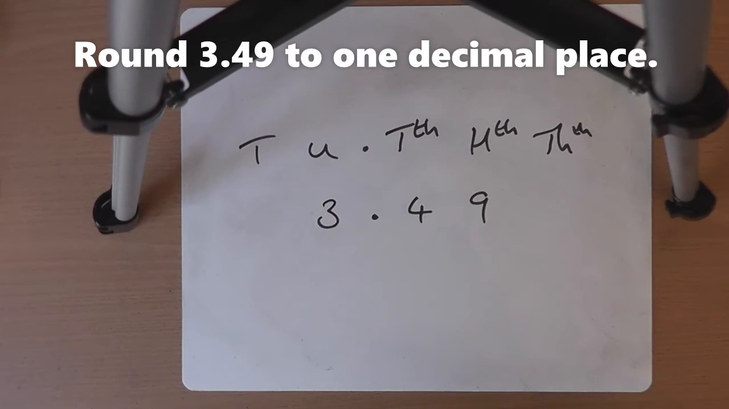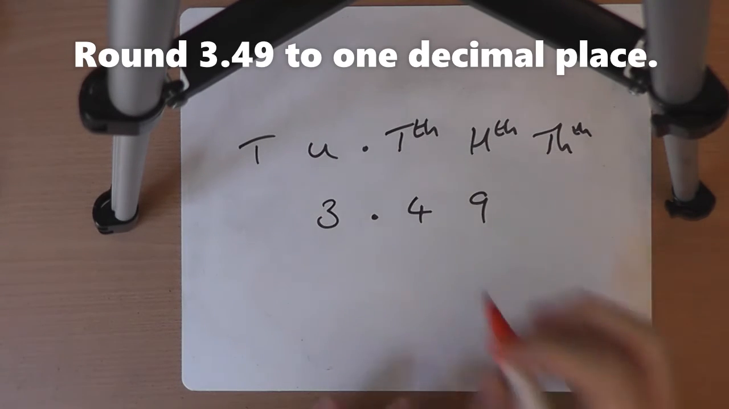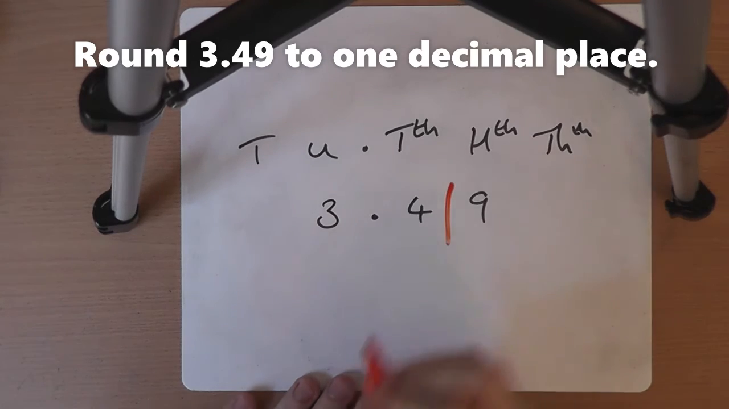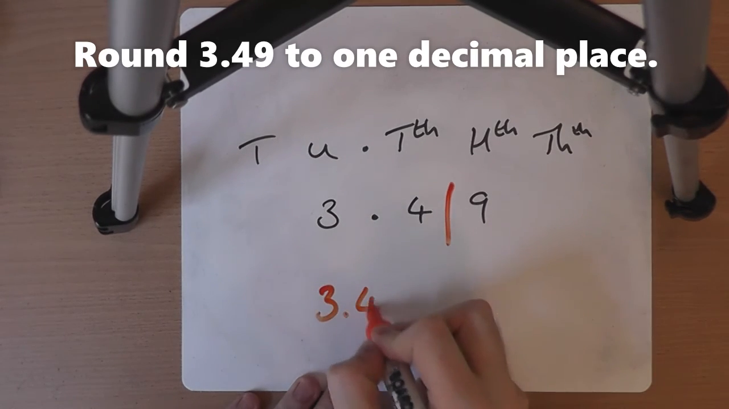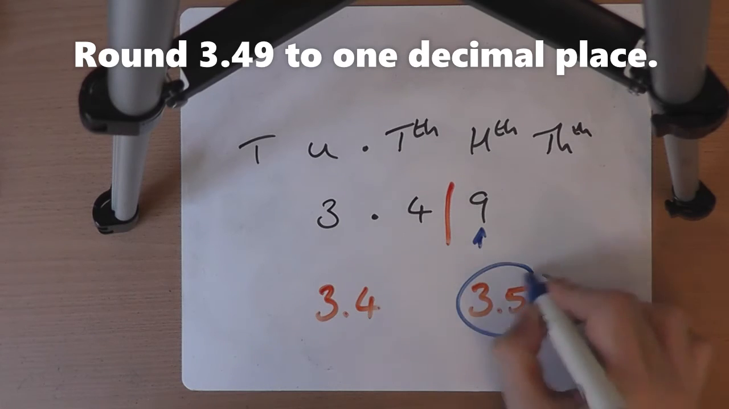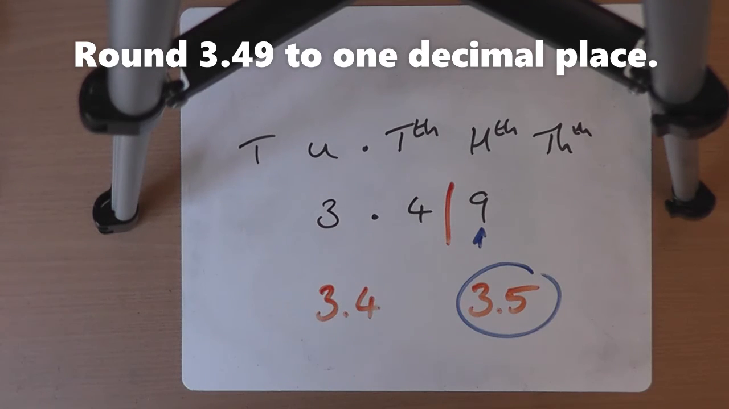Round 3.49 to 1 decimal place. Same idea again, we want one number after the decimal point. And there goes our split line, at the point where we change from having 1 to having 2. This number here is the one that's either going to stay or change. So we're either going to stay at a 3.4 or we're going to move up to be a 3.5. The 9 after that split line is the one that's going to tell us whether we stay or change. It is a 9, it's more than that 5 halfway point, so it's going to push up to the higher one and become 3.5. And 3.49 rounded to 1 decimal place is 3.5.